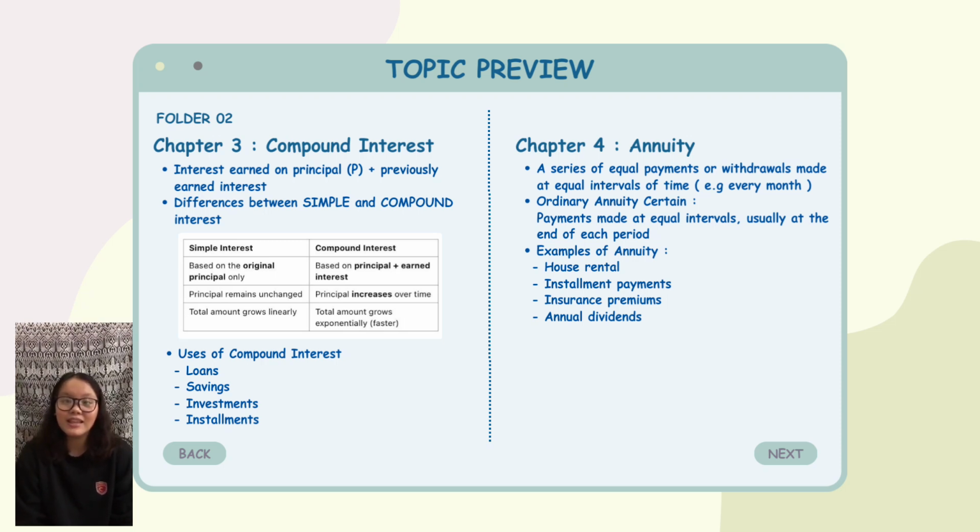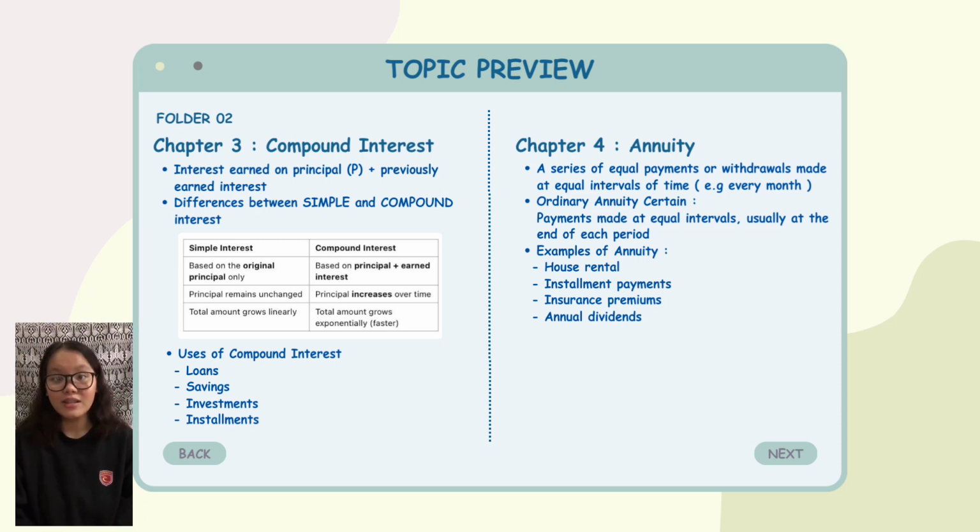Based on the slide given, there are tables provided by my members. The table is about differences between simple interest and compound interest. For the first difference, simple interest is based on original principal only, while compound interest is based on principal plus previously earned interest.